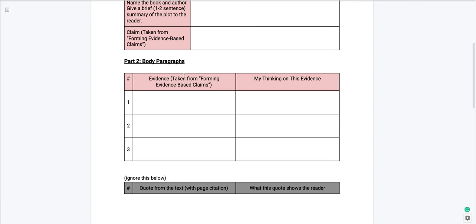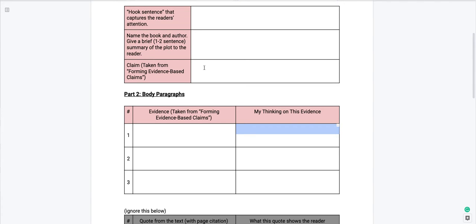And the great thing for you is that you've already done this in the Forming Evidence-Based Claims assignment. In that assignment, you had some evidence, some thinking on that evidence, and then you made a claim based off of that evidence. You can literally just copy and paste the evidence 1, 2, and 3, and then thinking on the evidence 1, 2, and 3 from that assignment into this one.